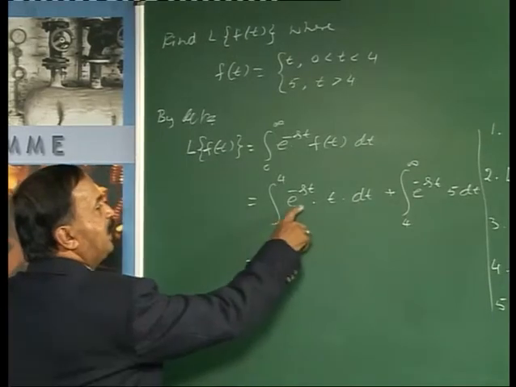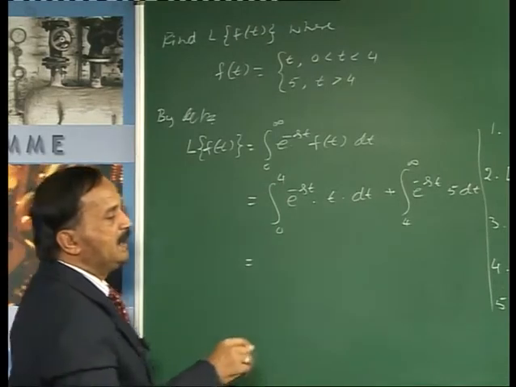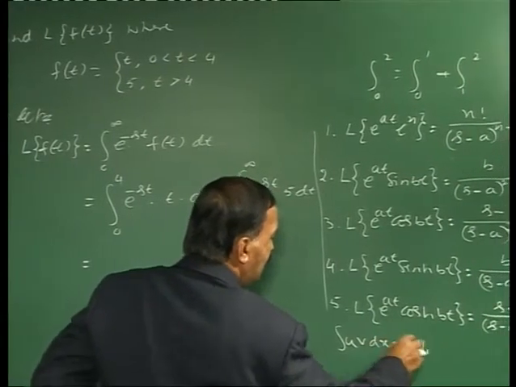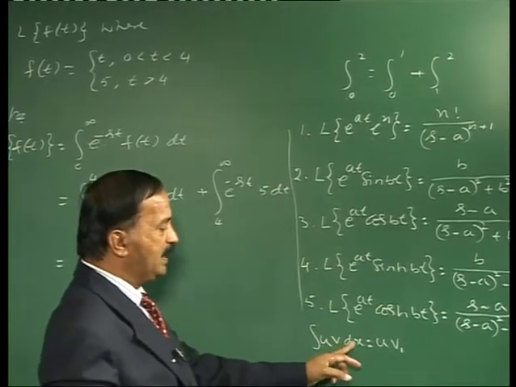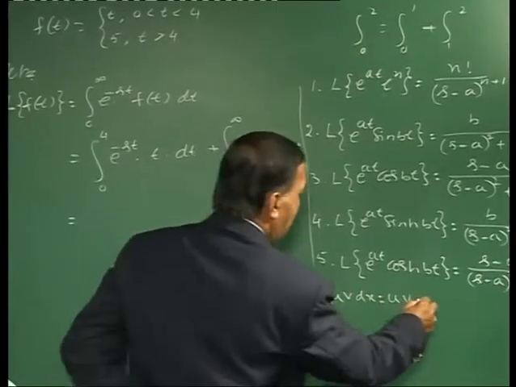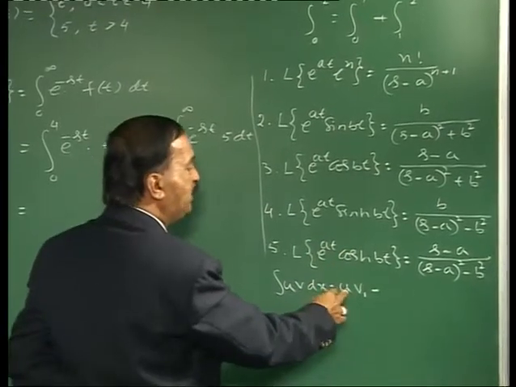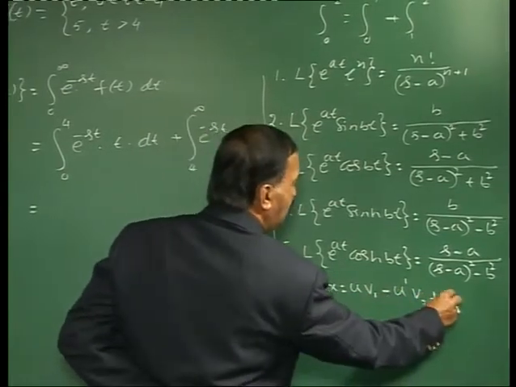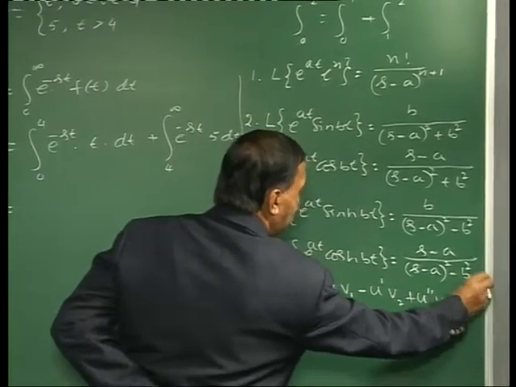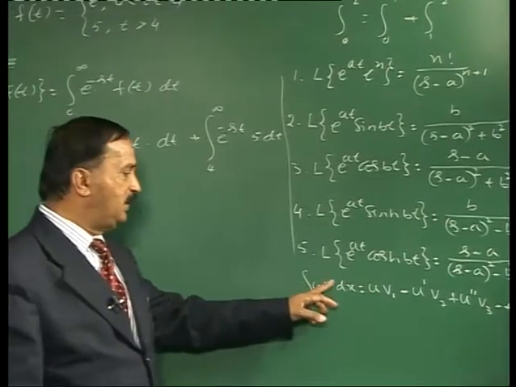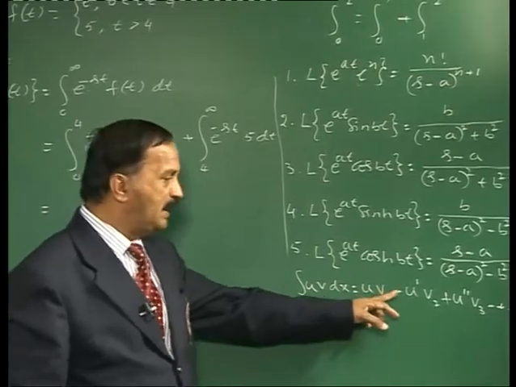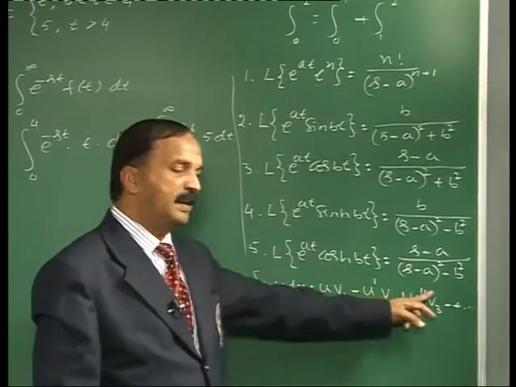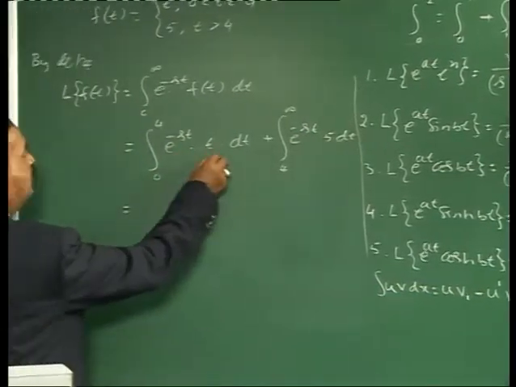We can use integration by parts, or Bernoulli's rule. Bernoulli's rule is very simple: the integral of u v dx equals the first function into the integral of the second. The integral of v dx is denoted by v1, so u into v1. Next you write minus, plus, like that. At the same time you go on differentiating the first one: the derivative of u is u dash, integral of v1 is v2, plus the derivative of u dash is u double dash, integral of v2 is v3, minus, plus, like that. This is called Bernoulli's rule. So the integral of u v dx equals the first function into the integral of the second, then minus, plus, like that. At the same time you go on differentiating the first one and integrating the second one.